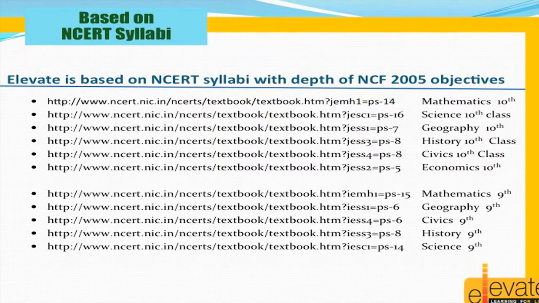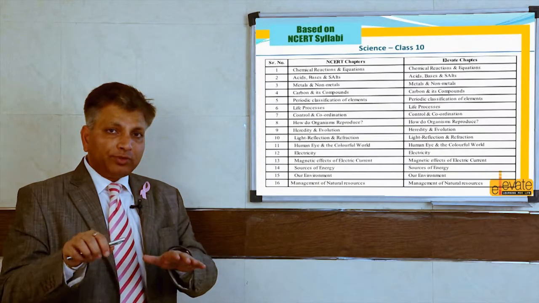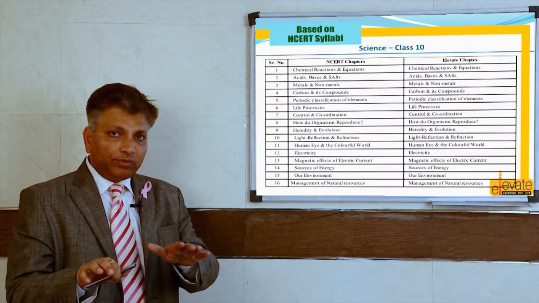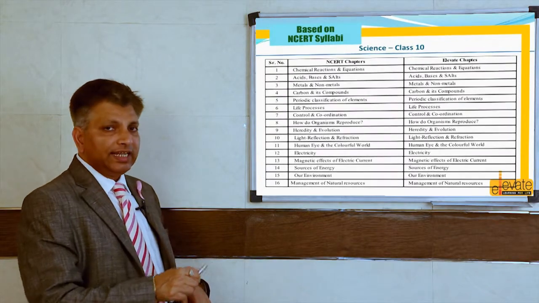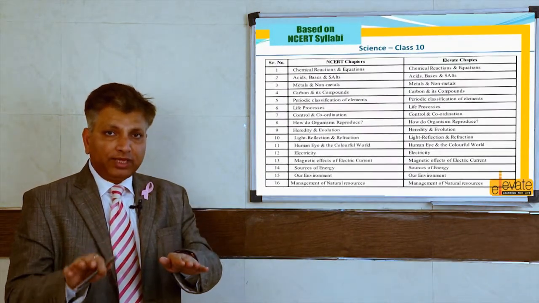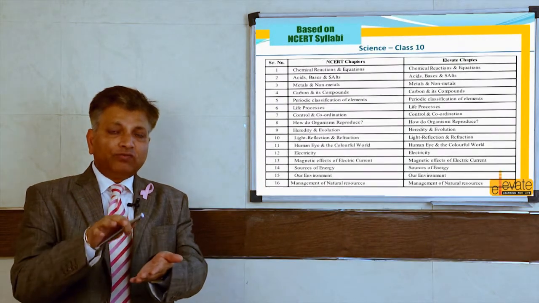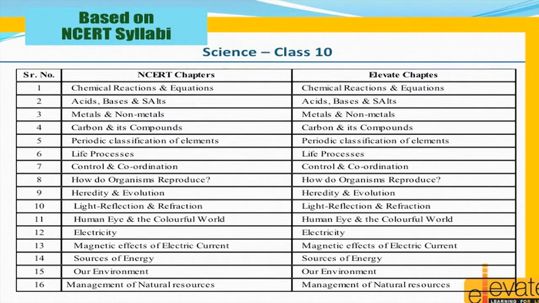We have given these links over here for class 9th and for class 10th. This is for class 6th, 7th and 8th. These links we have taken from NCERT website. You can map your textbook and Elevate workbook with the help of these links. You will find that entire Elevate program is based on NCERT syllabi with the depth of NCF 2005 objectives.